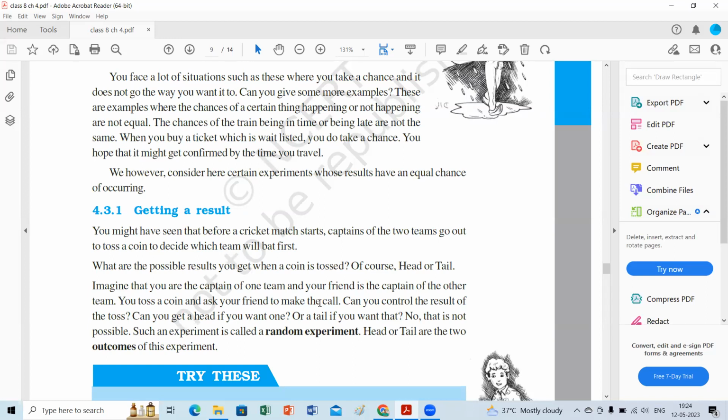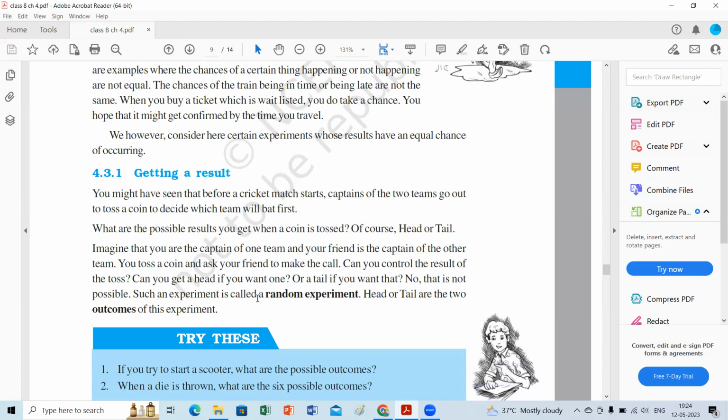Head or tail are the two outcomes of an experiment. Here, there are two possibilities, two chances. Maybe head happens or tail happens. Such experiments, we can call equal chances. If you see either head or tail, maybe your friend is batting and you are bowling, or you are batting and your friend is. What is the chance here?